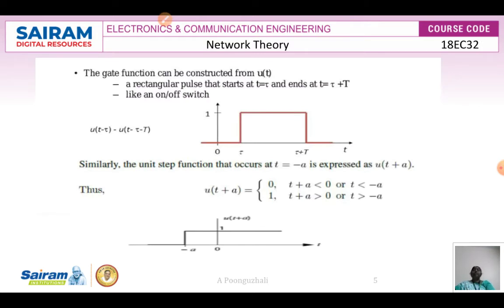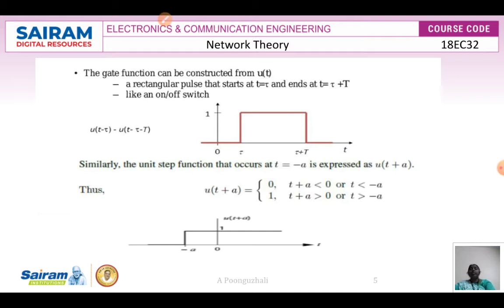Next is the gate function. Here the gate function can be constructed from u of t. It is a rectangular pulse which starts at t equal to tau and ends at t equal to t plus tau. Like an on-off switch, I can use this gate function.